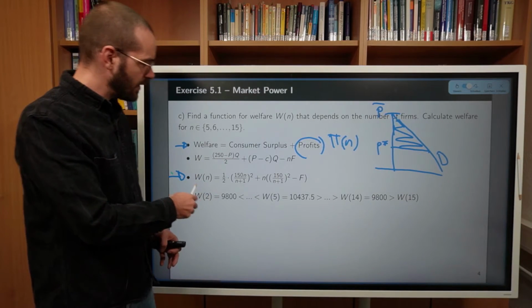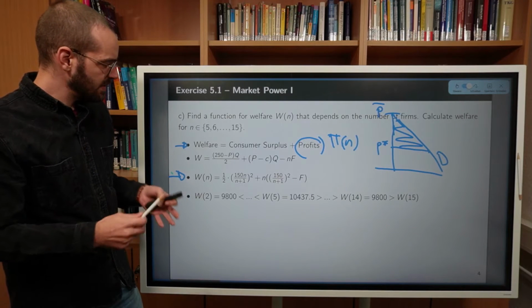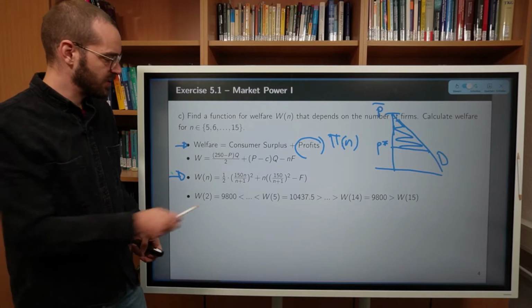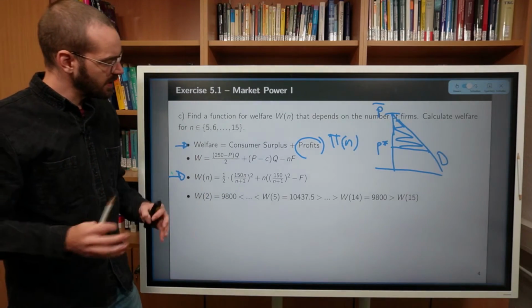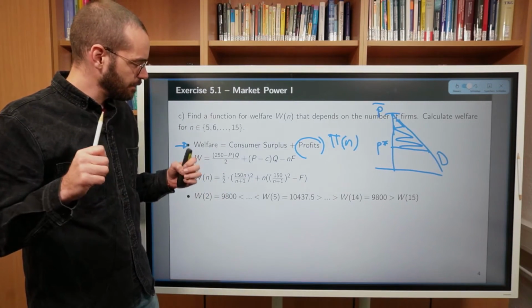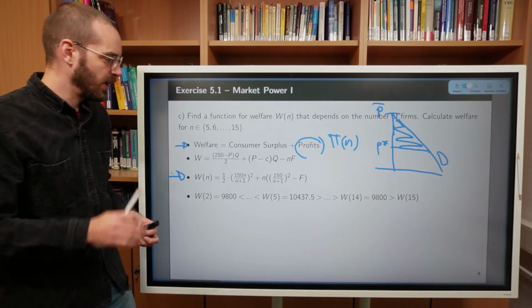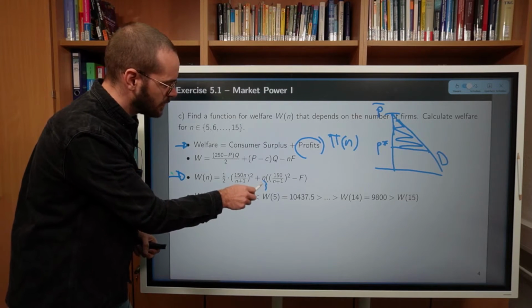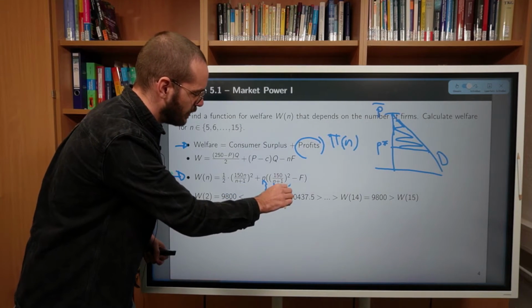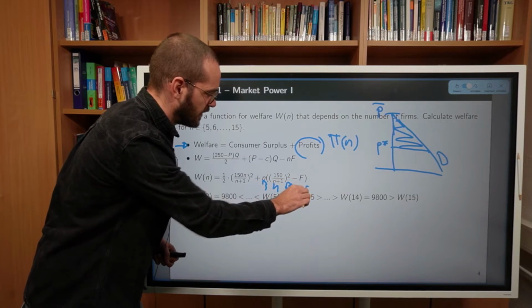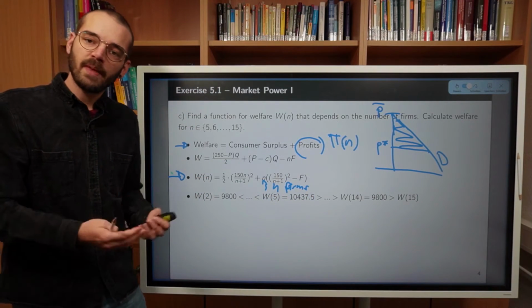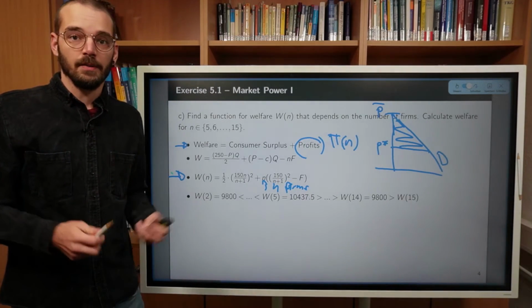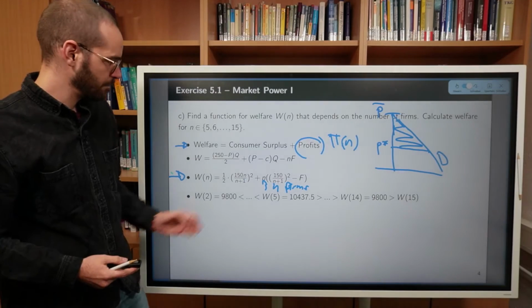So welfare as a function of n is equal to 1/2 times 150 times n divided by n plus 2, all squared, plus n times 150 divided by n plus 1 squared, minus f. All right, n times, of course, because we have n firms, right? So we have to multiply the individual firm's profit with factor n once for each firm in the market.